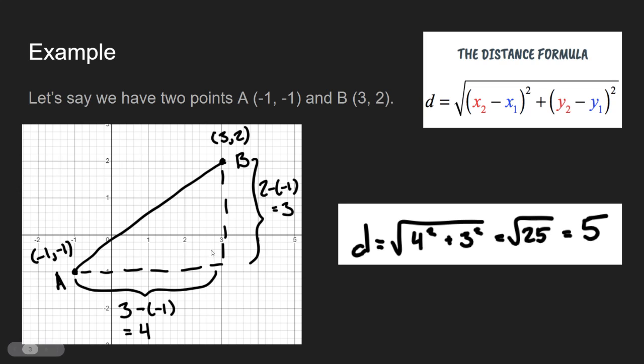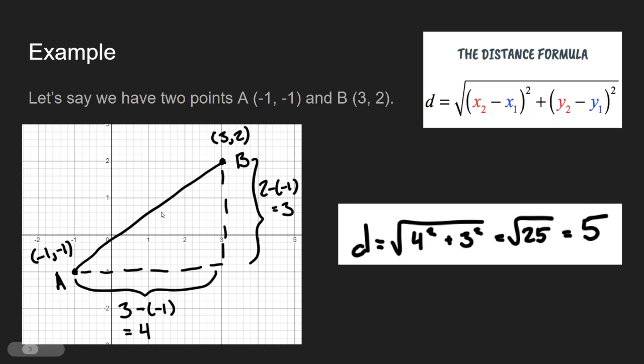So from 2 to -1 should be 2 minus -1, which is going to be 3 since those two minuses become pluses. We count 1, 2, 3. My drawing's a little bit off, but it is 3 units. So now we plug those into the distance formula. d is equal to the square root of 4 squared plus 3 squared, which is 16 plus 9. Those together equal 25. So d is equal to the square root of 25, or just 5.